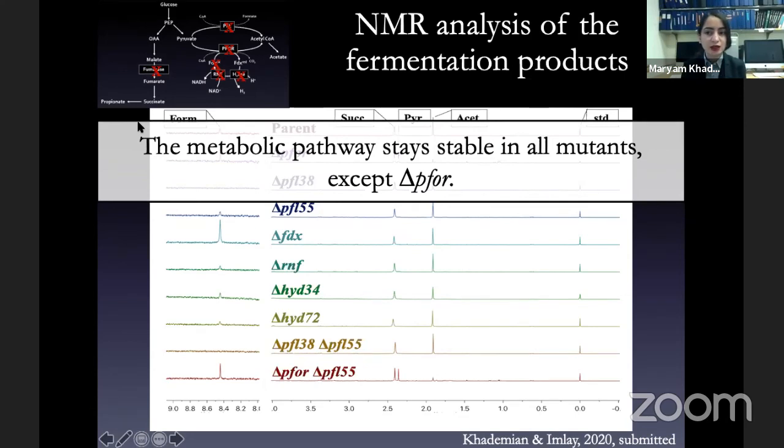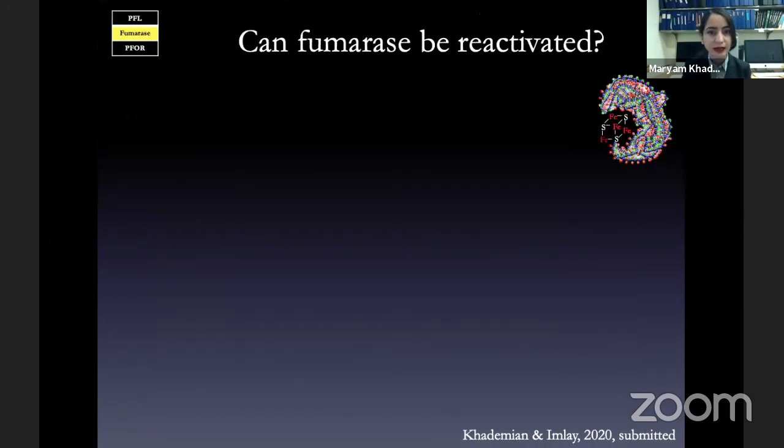And this was all when I discussed the time when B theta is not growing. Okay. But what happens when it resumes growing? Because if these enzymes are inactivated, then somehow they should be reactivated, we think, for the cells to resume growth when we put them back. So we looked at fumarase reactivation.